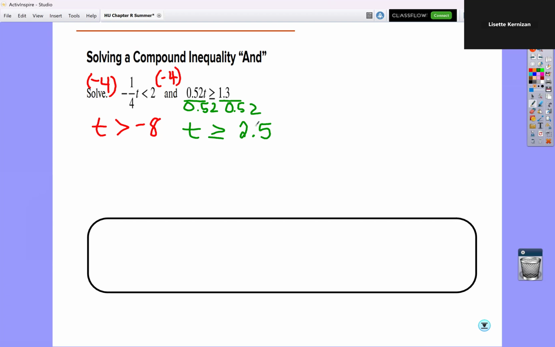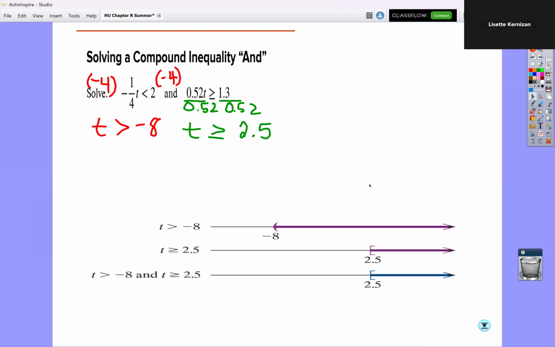So as you can see, this graph kind of overlaps. There's 2 ways that you can see this. You can see it where it's broken down into 2 graphs. So you have t is greater than -8, and then t is greater than or equal to 2.5. Notice this one has a bracket. This is a parenthesis. The one on the bottom only focuses on where they overlap. So wherever they overlap, you can graph that on one graph. All right.